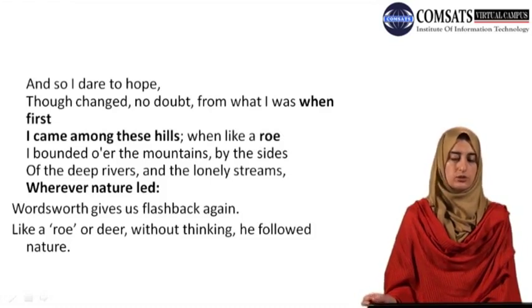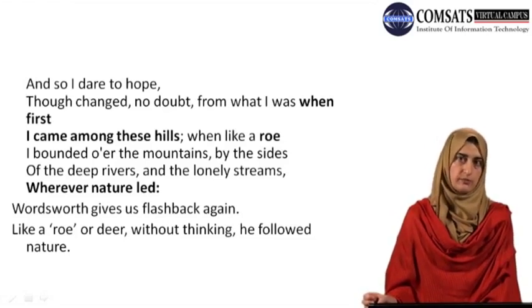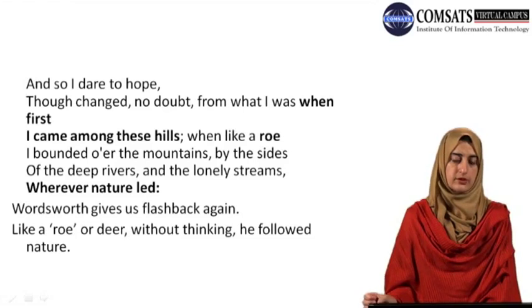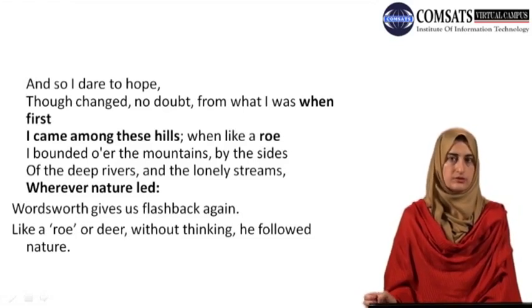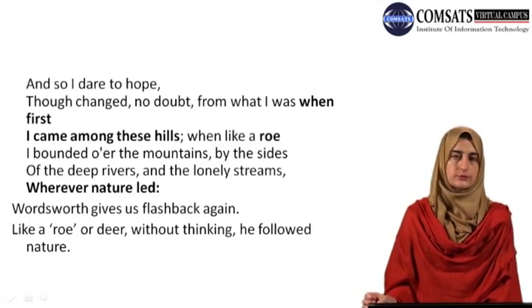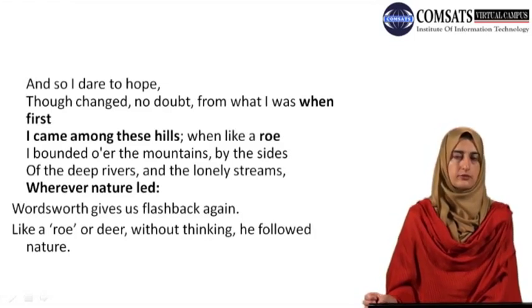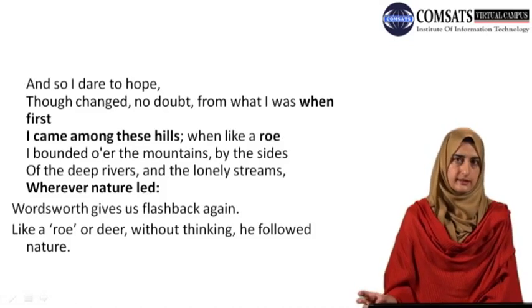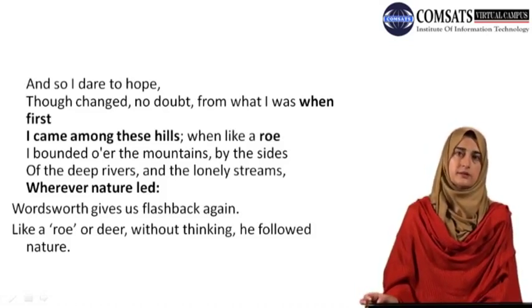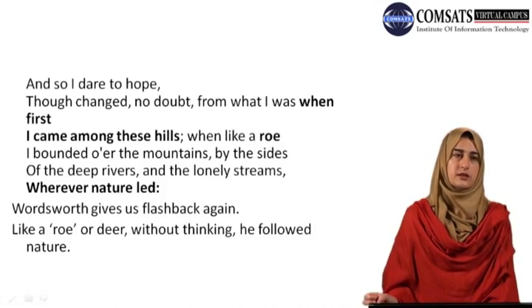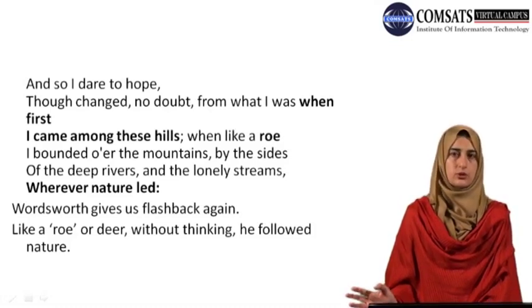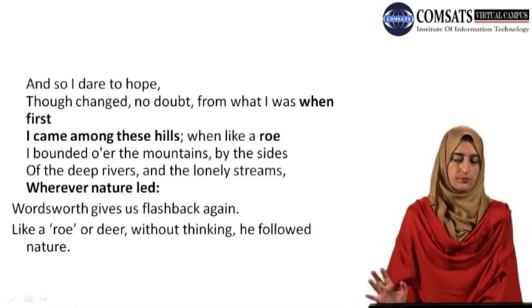Although, he says, I have changed a lot from what I was when I came here the previous time. When I first came among these hills, I was like a roe. A roe is a deer, a young deer, and you know that deer can run fast. They have slim, slender legs. They can run fast and climb steep cliffs and mountains. They can stand on the edges of cliffs and rocks. They're fearless also when they are amongst nature.